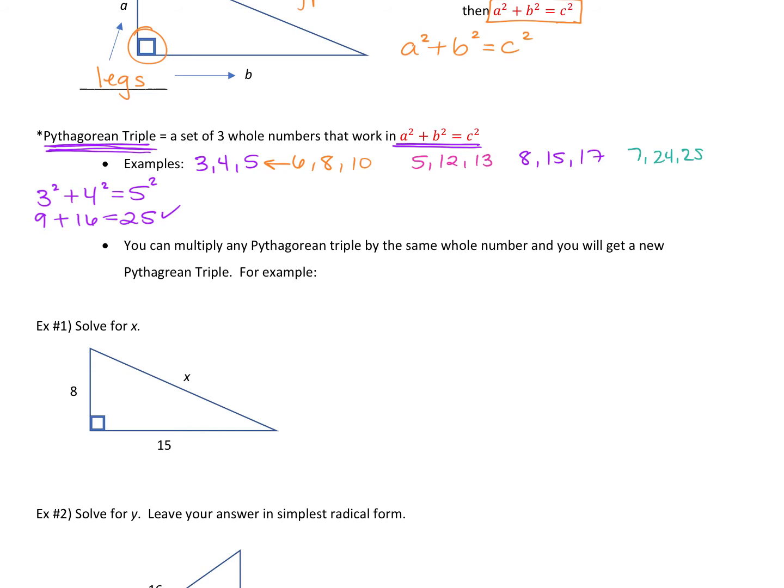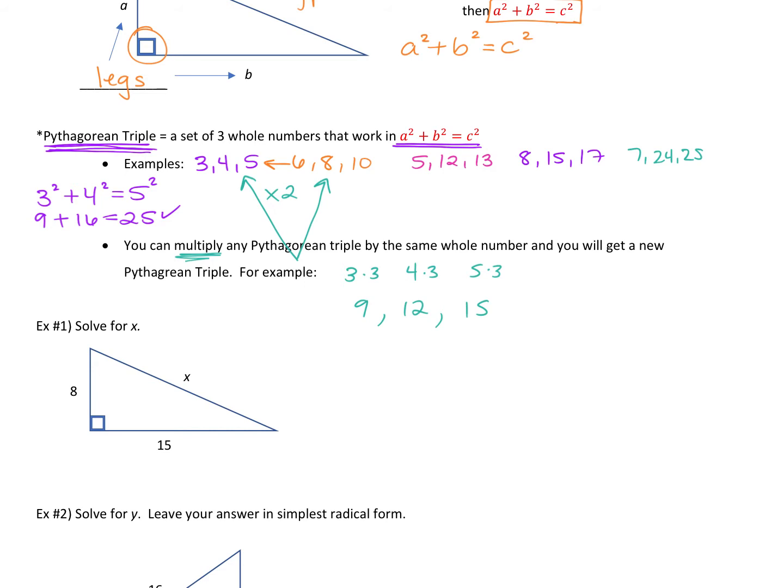With Pythagorean triples, there's this cool thing that you can multiply any Pythagorean triple by the same whole number, and you'll get a new Pythagorean triple that works. So like I said here, look up here, 3, 4, 5, and then 6, 8, 10. All of those numbers just got multiplied by 2, and it made a new triple. If I multiplied those by 3, 3 times 3 would get us 9, 4 times 3 would get us 12, and 5 times 3 would get us 15. So 9, 12, 15 will be a Pythagorean triple.